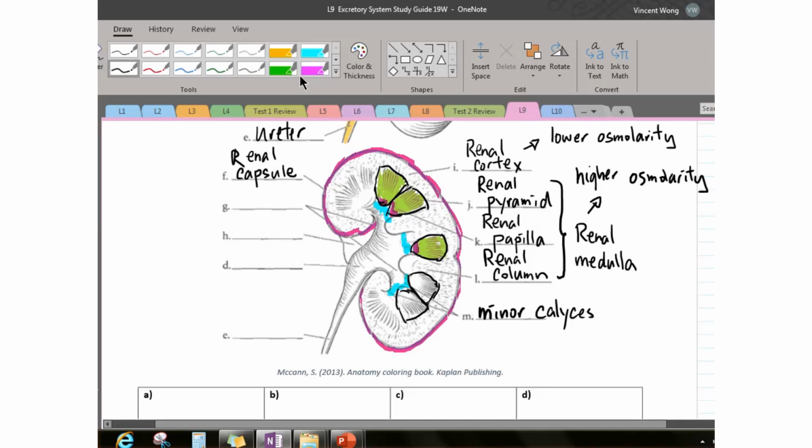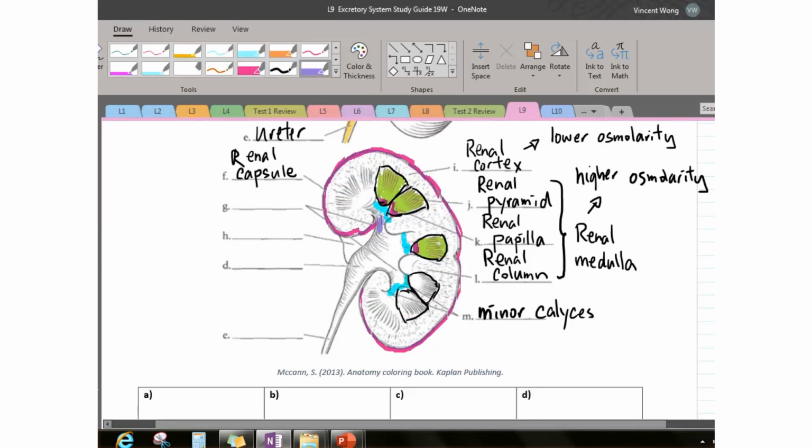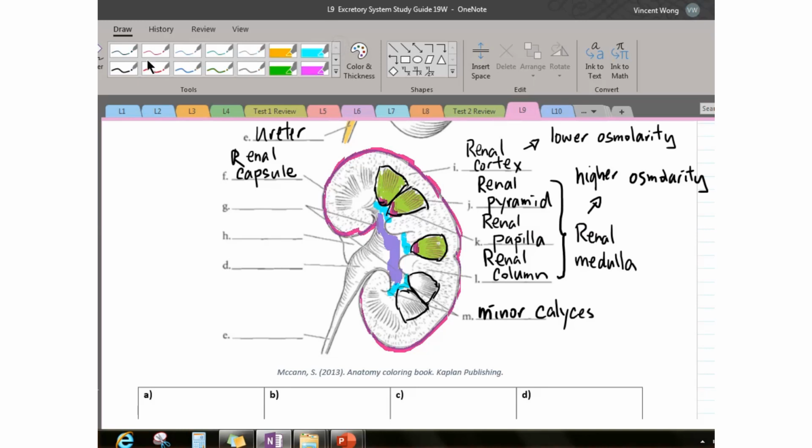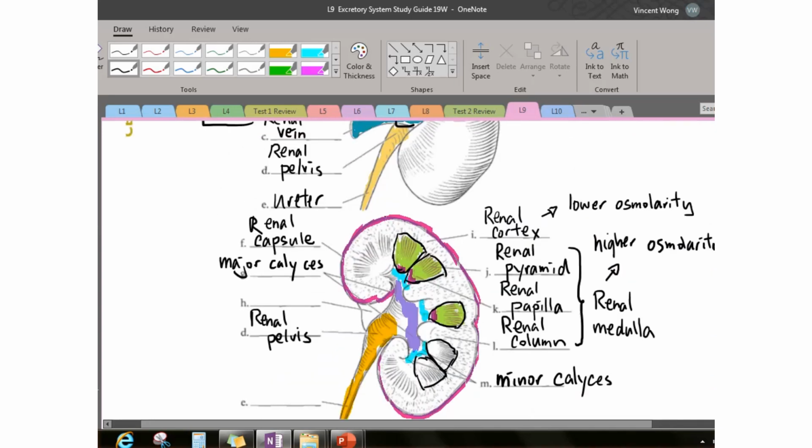And then outside of that, eventually the minor calyxes will converge, they will come together and form a bigger space. So this bigger space outside of the minor calyx is the major calyx. Okay, major calyxes. Again, same thing, singular is just with an X, and from there, the urine will go into the renal pelvis and to the ureter. So this here, renal pelvis rather, sorry, which is the same as this one here.